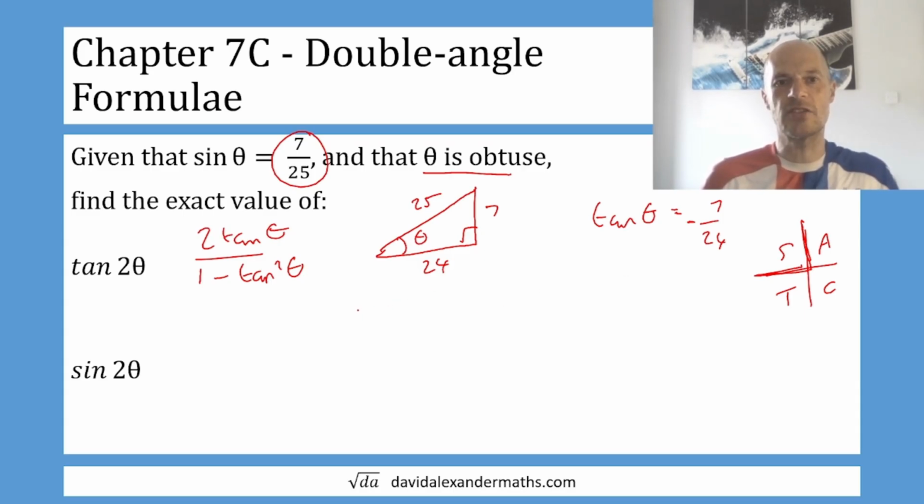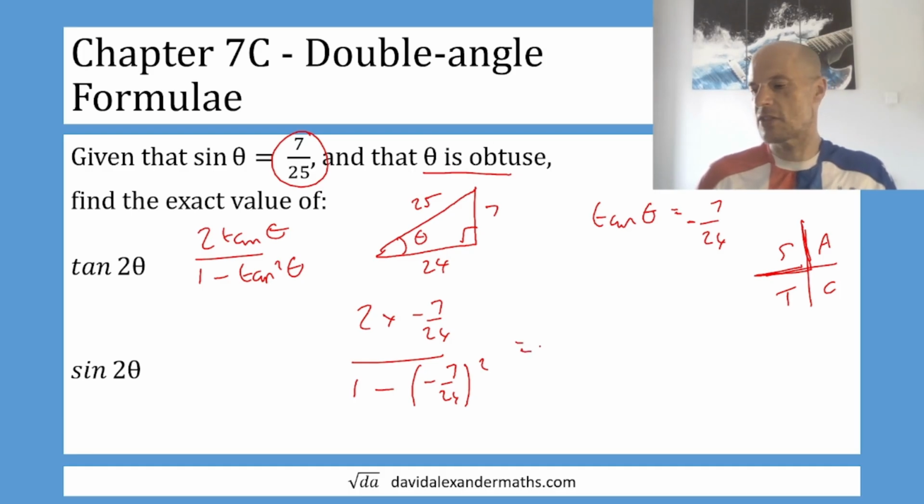So what we need to do is 2 times minus 7/24, all over 1 minus (-7/24) all squared. So let's just deal with the top. That's going to be minus 14/24, or minus 7/12, over, now negative 7/24 squared is the same as 7/24 squared.